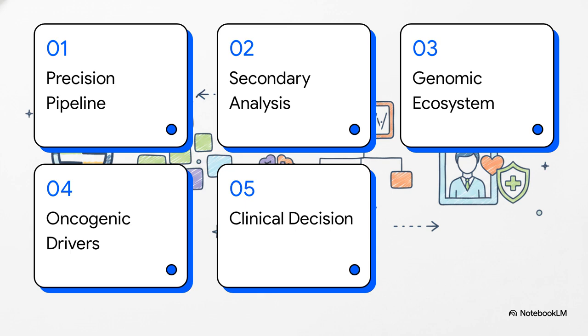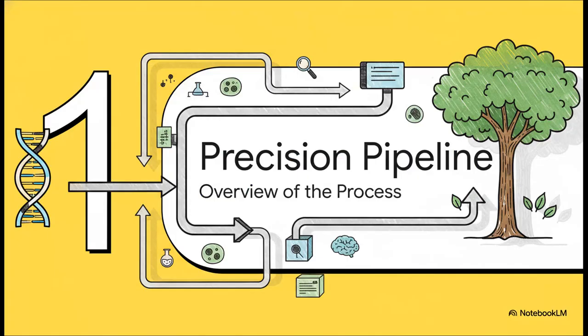First, we'll look at the precision medicine pipeline as a whole. Then, finding the signal through secondary analysis. Third, we'll dive into the genomic knowledge ecosystem. Fourth, targeting critical oncogenic drivers. And finally, making that ultimate clinical decision. Let's get into it. Section 1.